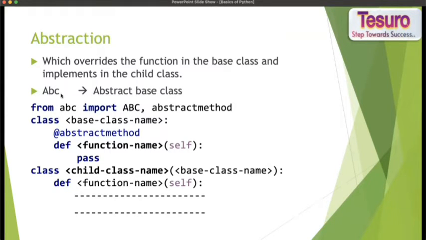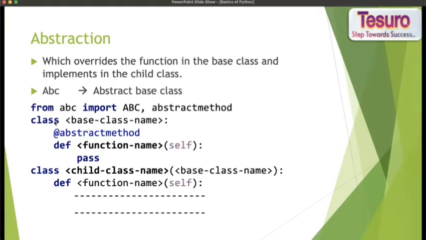We will use this ABC. ABC is like abstract base class. So whenever you want to do this abstraction, we have to use this tag, meaning from ABC import ABC, abstractmethod. So ABC is a package, and we have to import this ABC and abstractmethod in the ABC package.